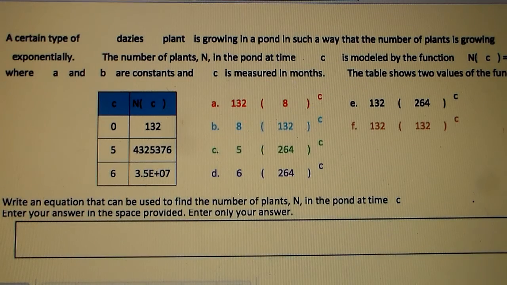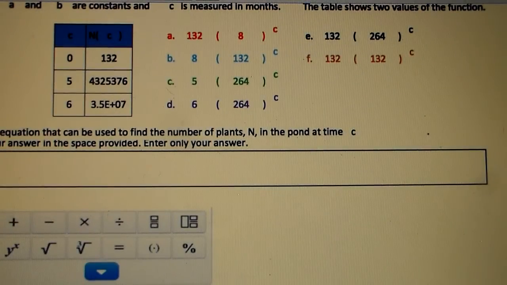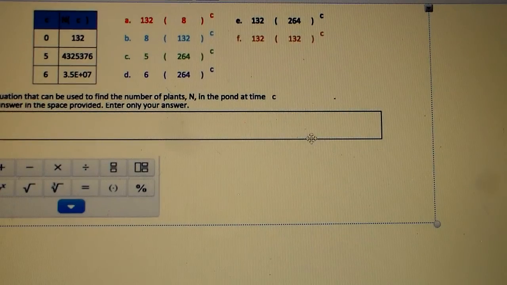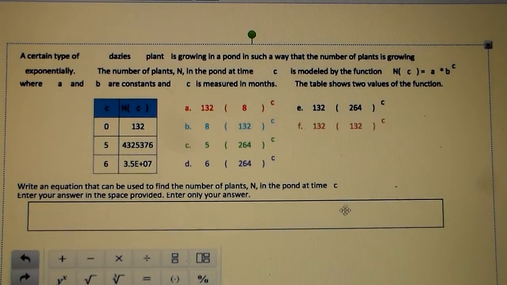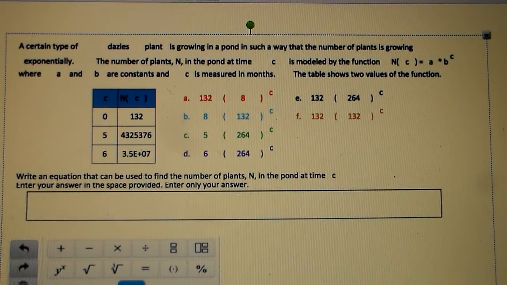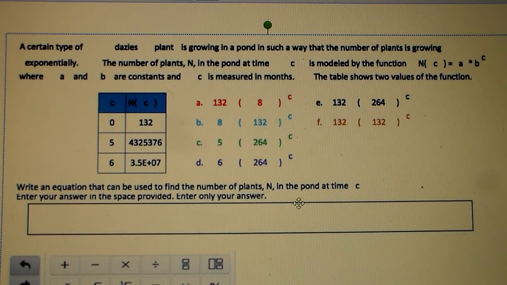Alright, let's do another one. Let's talk about daisies. Try to make it a little bit smaller so you can see. How about we can go a little bit bigger there? Cool.